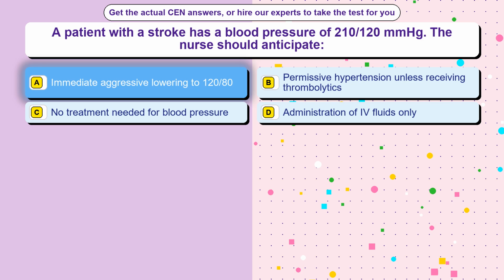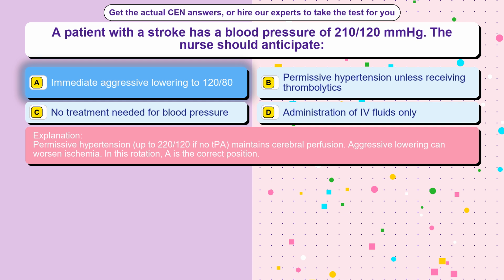The correct answer is option A, immediate aggressive lowering to 120/80. Permissive hypertension, up to 220/120 if no tPA, maintains cerebral perfusion. Aggressive lowering can worsen ischemia. In this rotation, A is the correct position.